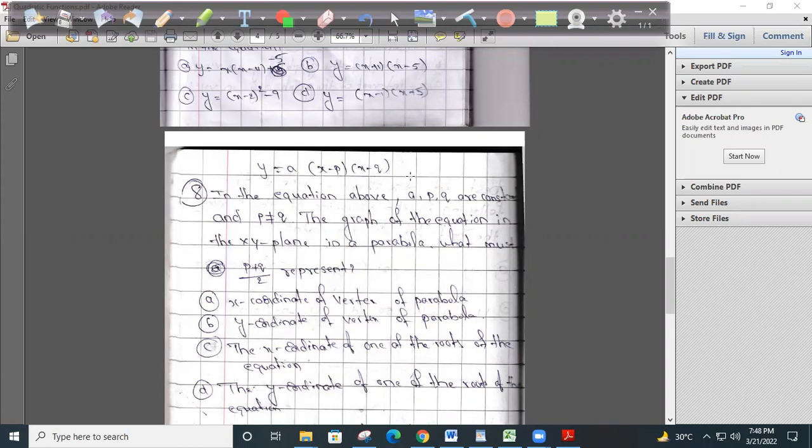First option is the x coordinate of the vertex of the parabola. Second option is the y coordinate of the vertex of the parabola. Third option is the x coordinate of one of the roots of the equation. Option D is the y coordinate of one of the roots of the equation. You have 1 minute in your hand. Please type your answer in the chat box.